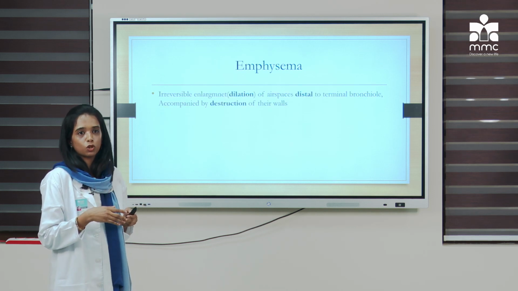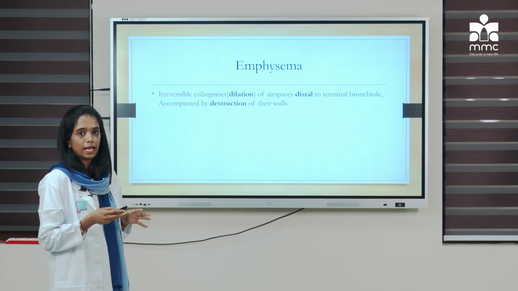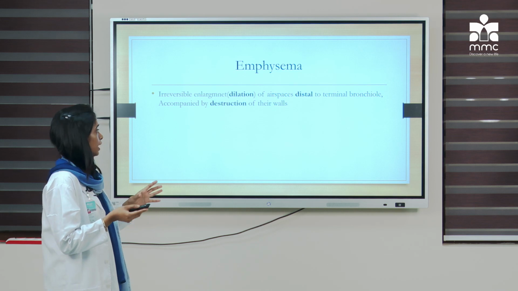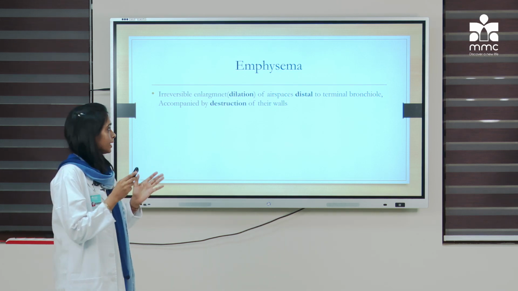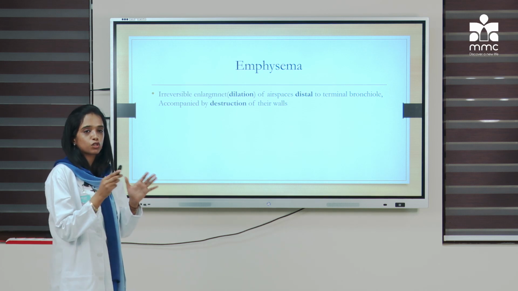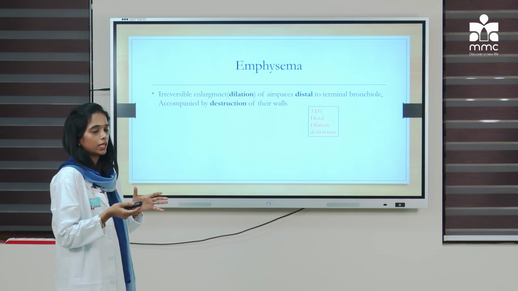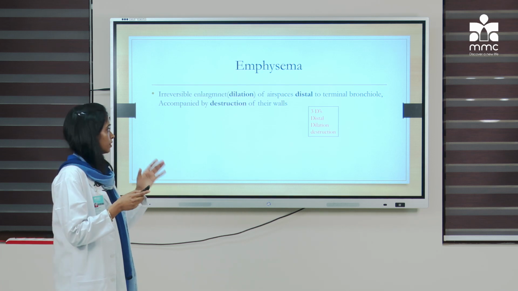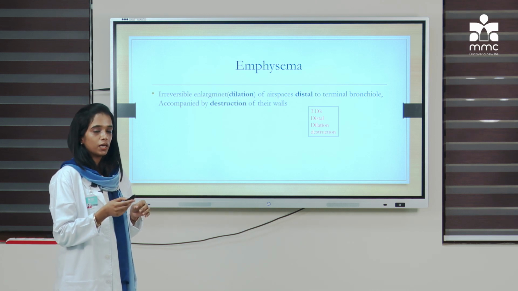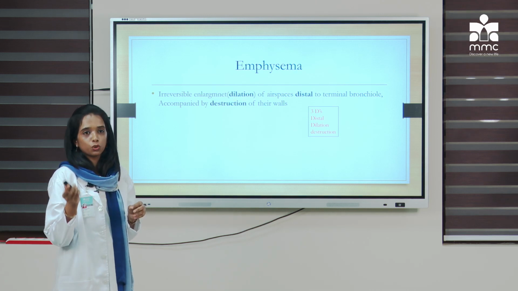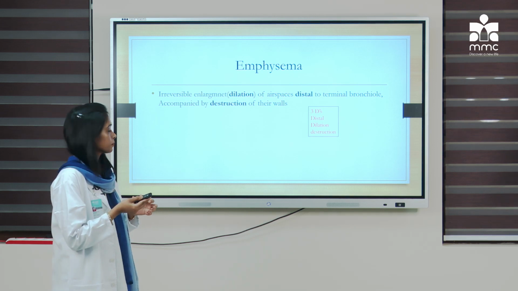Now coming to our main topic, emphysema. Emphysema is an irreversible enlargement or dilatation of the air spaces distal to the terminal bronchiole, accompanied by destruction of the alveolar wall. For easy understanding, keep in mind the 3 Ds: distal, dilatation and destruction. Remember, it is the distal airspaces that are damaged, with destruction as well as dilatation.